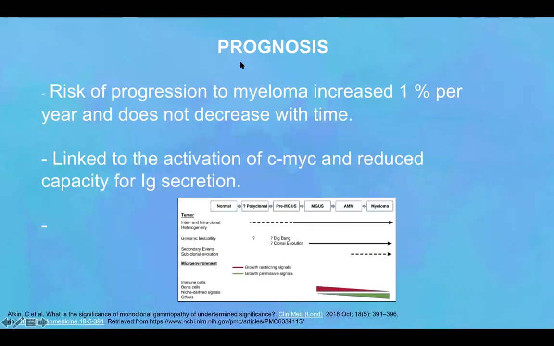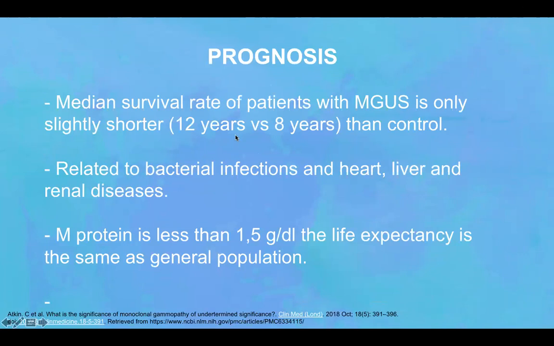About the prognosis, as I told you before, there is a risk of progression to multiple myeloma that is 1% per year, and this percentage does not decrease with time. And it's also related to the activation of SIMIC that is related to the clonal hypermutation of the B cells and the reduced capacity to secrete other IG. The median survival of MGUS patients is slightly shorter than the regular population. It's going to be 12 years to 8 years.